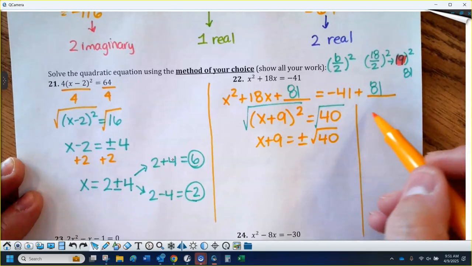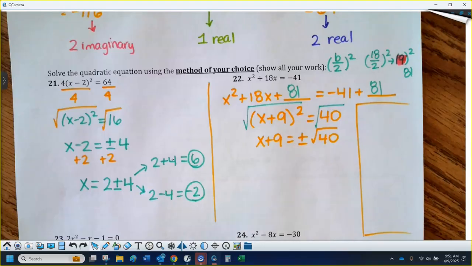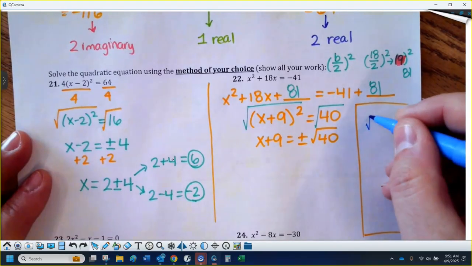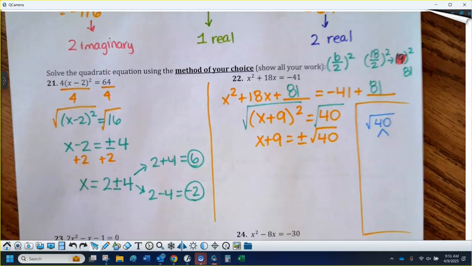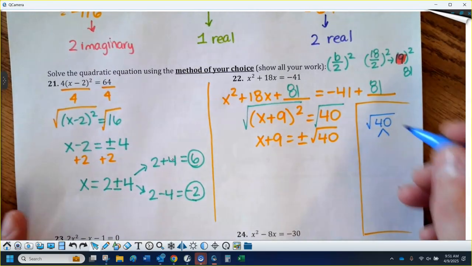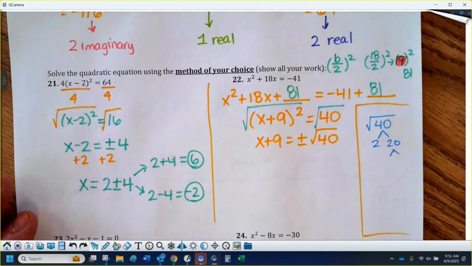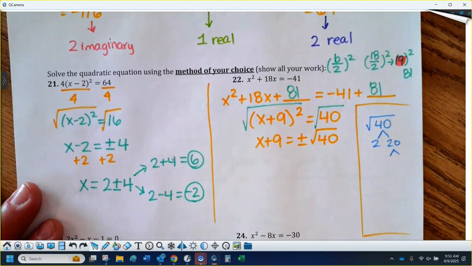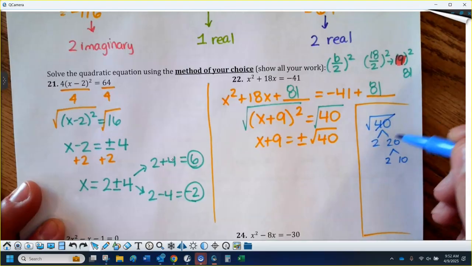I'm going to draw a little box to the side here. We have to break down 40 under a square root. Tell me two numbers that will multiply to get you 40. 20 and 2. All right. Two numbers that would multiply to get me 20. 10 and 2.